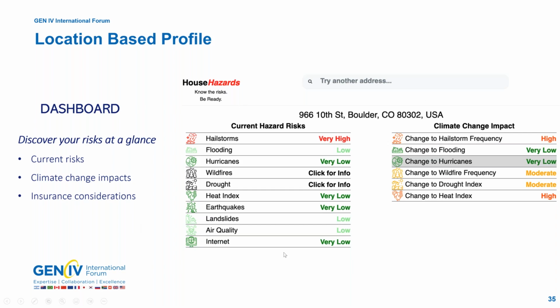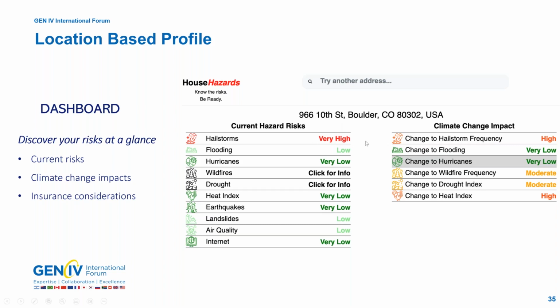So this is what this risk dashboard currently looks like. It allows you to see what your current risks are, how climate change is going to impact them, and then you can use this information to understand whether you should be buying insurance or maybe not buying at that location at all. This address is actually where I live in Boulder, Colorado.